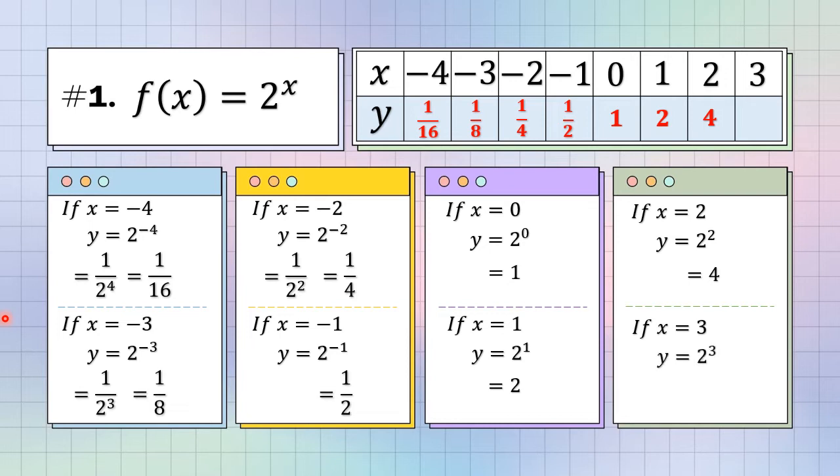If x is equal to 3, we have y is equal to 2 raised to 3. So 2 raised to 3 is equal to 8. That means if our x is equal to 3, then our y is equal to 8. Since we already completed the table of values, we can now proceed with sketching the graph or plotting our points.